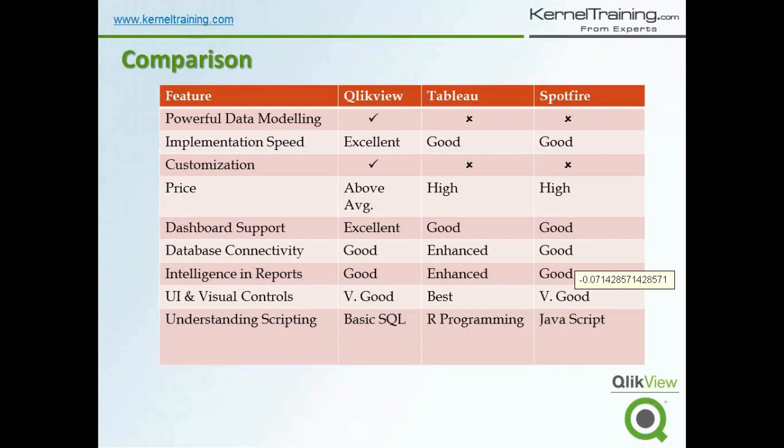Okay, so the next one is understanding the scripting level. This is the main key thing, guys. Understanding the scripting level is pretty easy in QlikView. It's basic SQL. If you know what a select statement is, how you join, and the basics of SQL, you are good in QlikView. But would the same thing be required for Tableau? Most of the things have no scripting involved in Tableau, but if you want to enable scripting, you need to know R programming or the Python language. The same for Spotfire, you need to know JavaScript. Okay, so this many things are possible here.